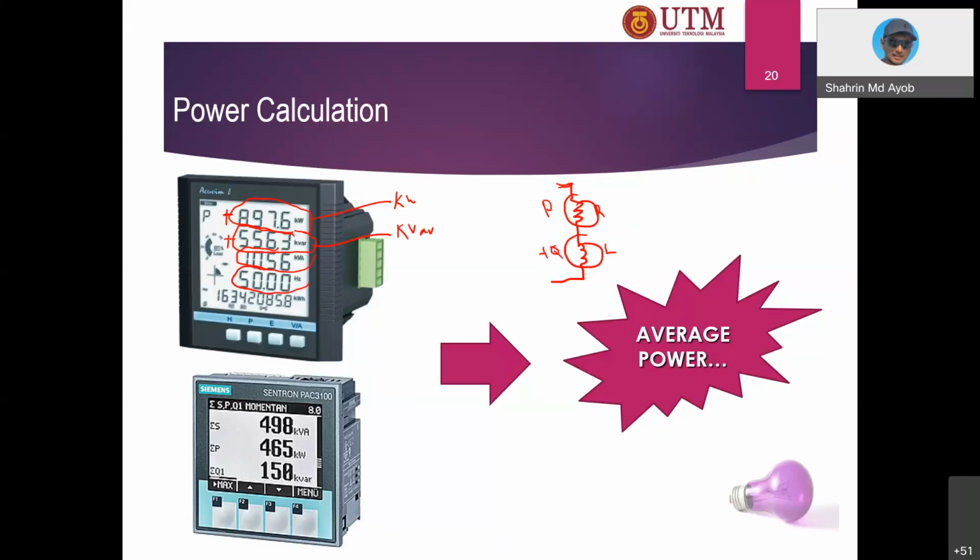Okay, if your Q reading is negative, meaning that your load is R and C.